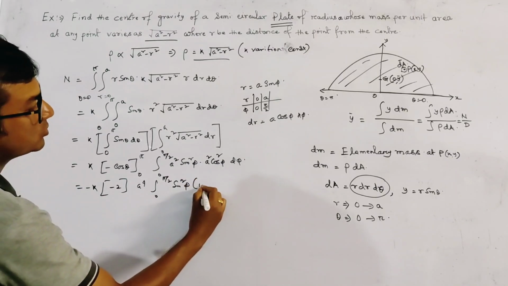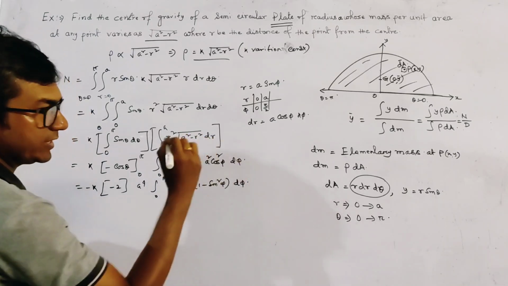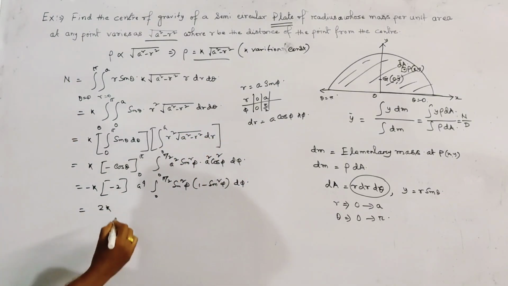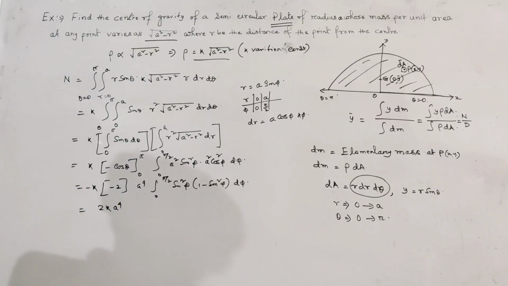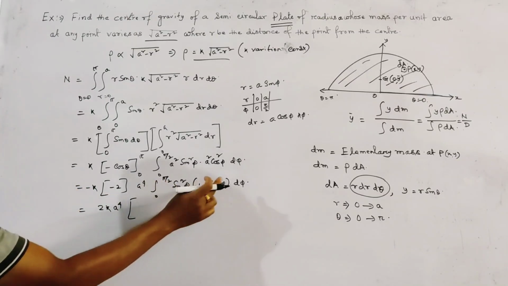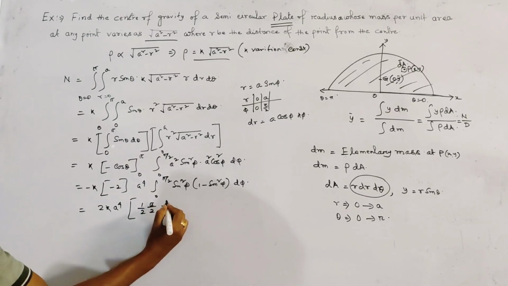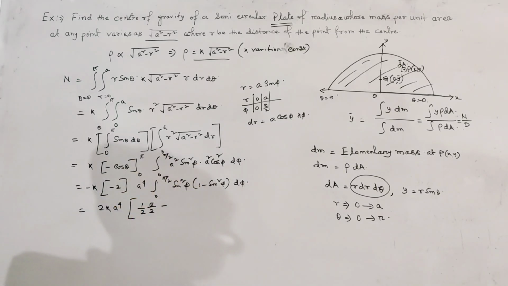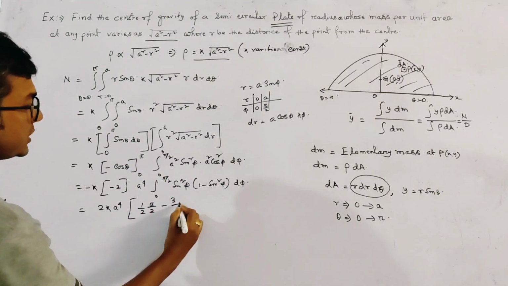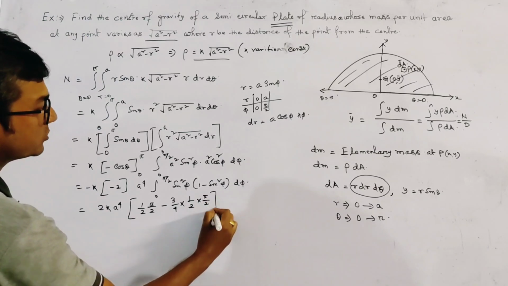sin square phi into 1 minus sin square phi d phi. So this is 2k into a to the power 4 into, this integration is sin square phi, the integration of sin square phi is half into pi by 2 minus sin to the power 4 phi, this is 0 to pi by 2 also, and so this is 3 by 4 into half into pi by 2.